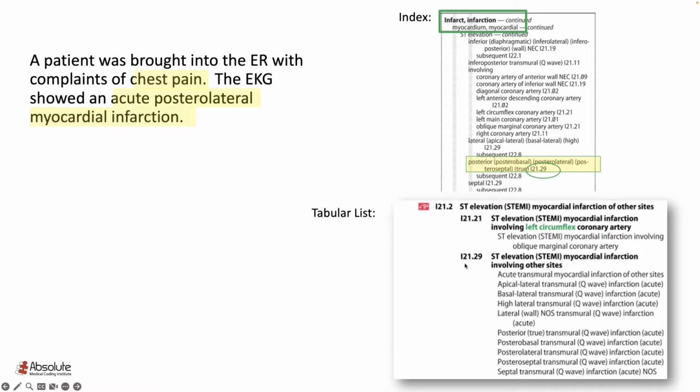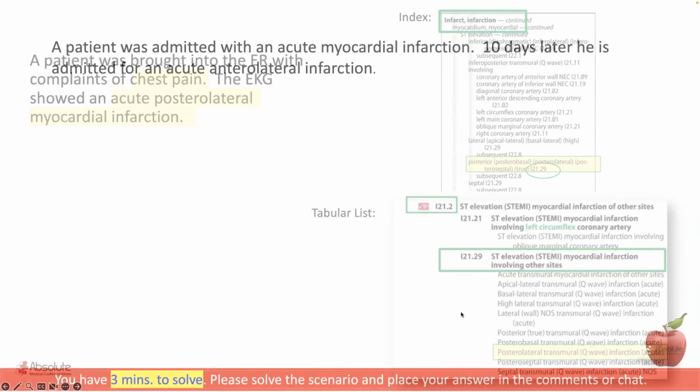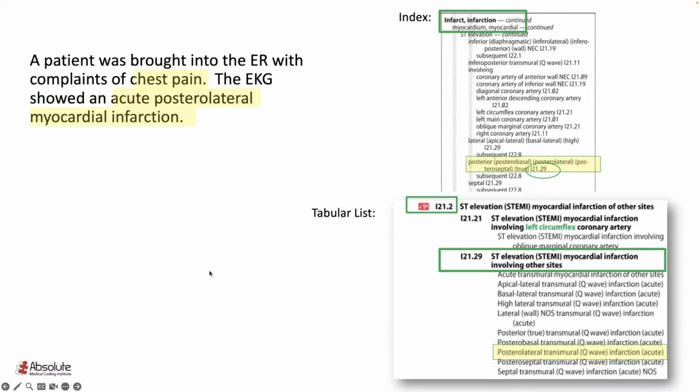And then let's go down to I21.29. This is STEMI myocardial infarction involving other sites, but specifically, if you look below, posterolateral transmural Q wave infarction acute. There you go. And ladies and gentlemen, let's go back. Our answer is I21.29.